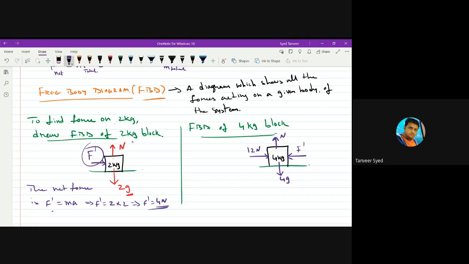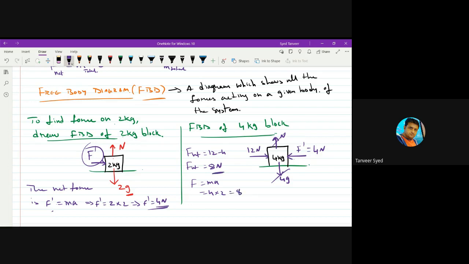It will be equal and opposite, Newton's third law. And how much is F dash? We have got it, 4 Newton. These two will get cancelled. And the net force along the horizontal direction is 12 minus 4, 8 Newton. And you can cross check whether it is right or wrong, because the acceleration of the 4 kg block is 2 meter per second square. Its mass is 4. So how much should be the force acting on it? Ma. M is 4, and the acceleration is 2. 4 into 2 is 8.